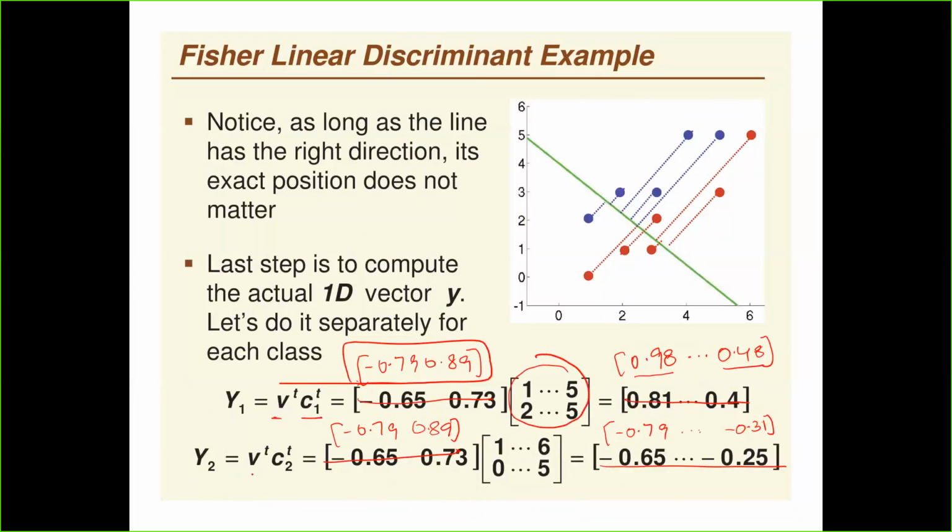Similarly, to get the projected data points of class 2, we take V transpose C2 transpose, where this is the optimal V that we've got. Multiply them with the class 2 instances, and you will get minus 0.79 to minus 0.31. Please notice here that there is a clear separation. All these are the positive points, all these are the negative points. You can see that line also here graphically. There is a clear separation between the class 1 instances and the class 2 instances.